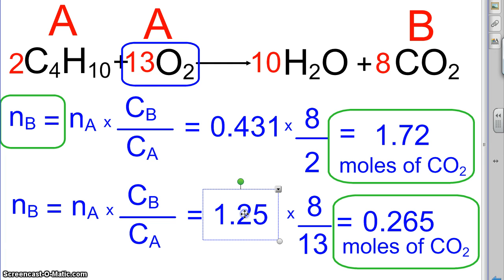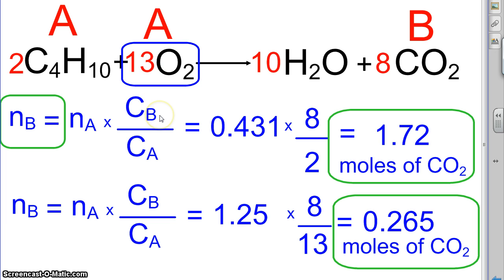Notice that we start out with 1.25 moles of the oxygen, and we start out with 0.431 moles of the butane. So you might say, well, we're going to run out of butane first because there's almost 3 times as many oxygen molecules as butane. But the reason that's not true is because of these coefficients. You use 13 oxygens for every 2. It's used up at a rate of 6.5 times as much.